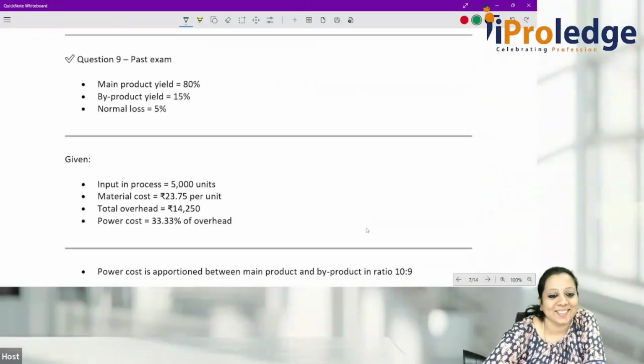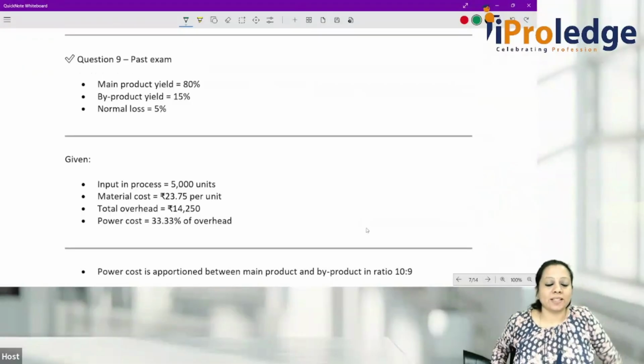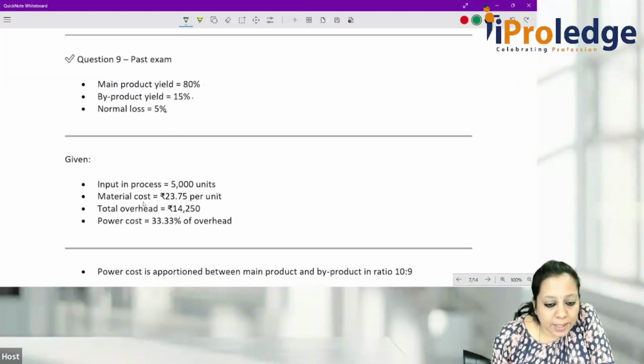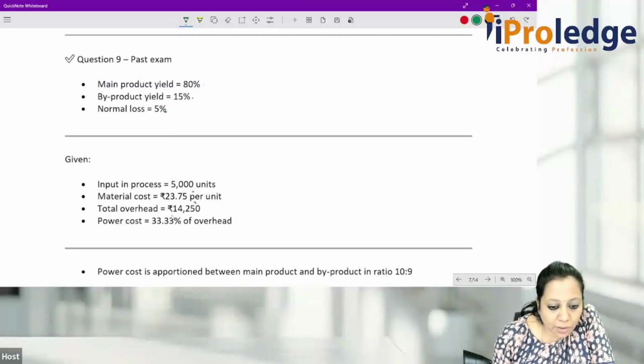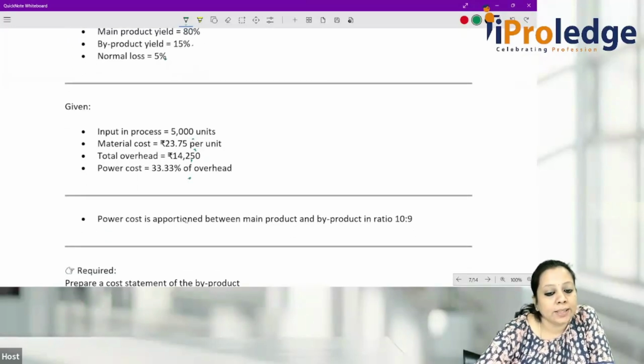Okay. All right. So the next past exam question, here we go. Main product yield is given as 80%, byproduct yield is 15%, normal loss is 5%. So input in process is 5,000 units, material cost is given, total overhead is given, power cost of overhead is given. Okay. Power cost is equal to 33% of overhead.